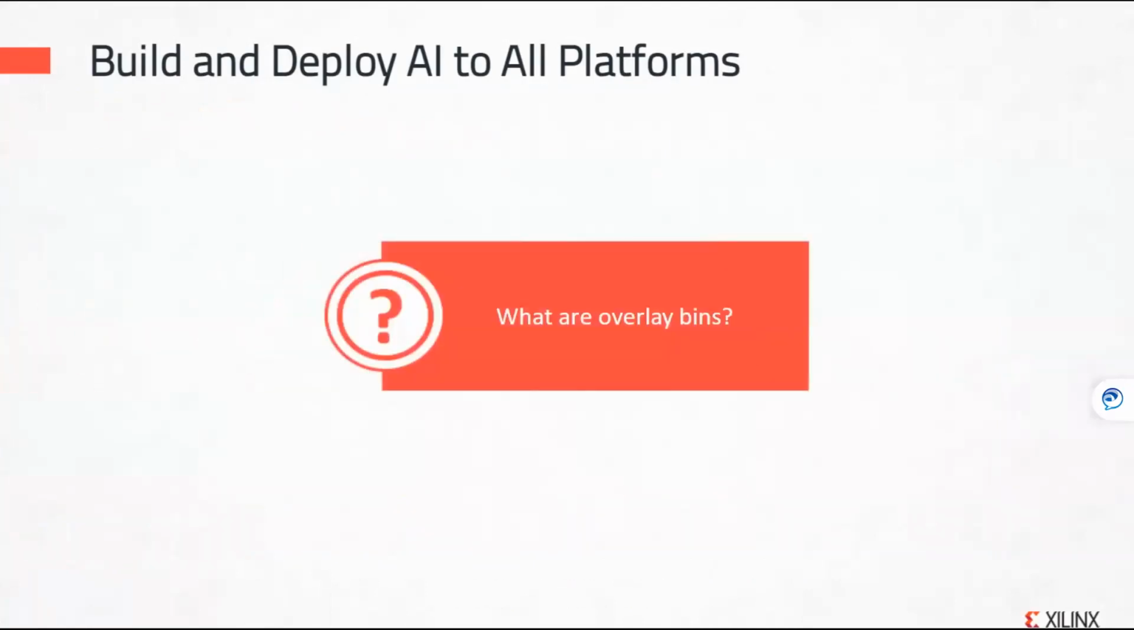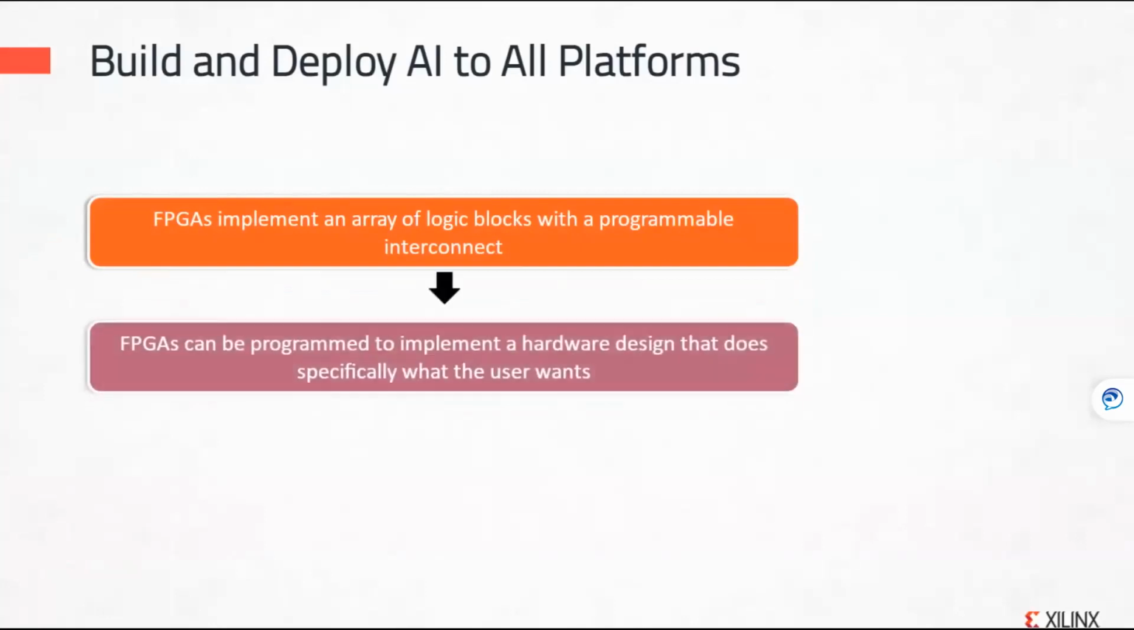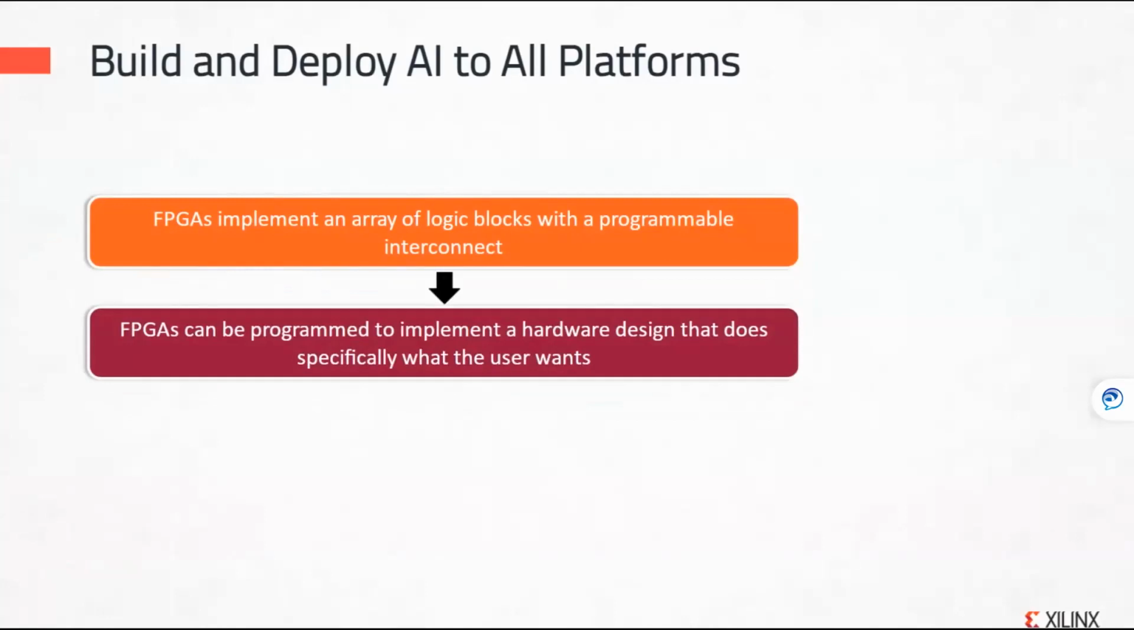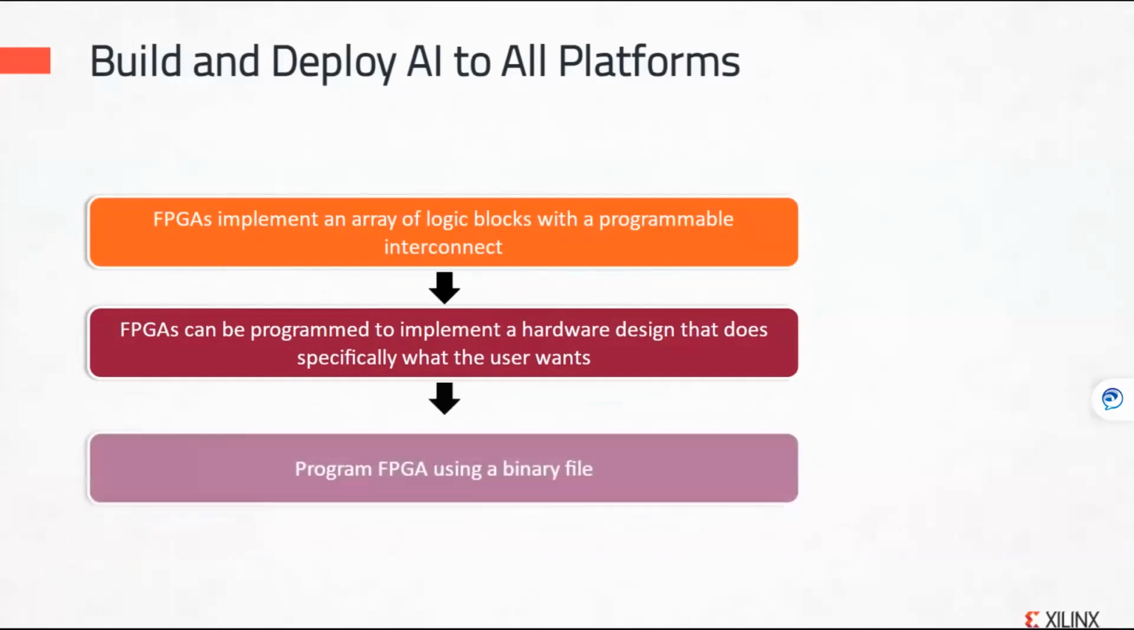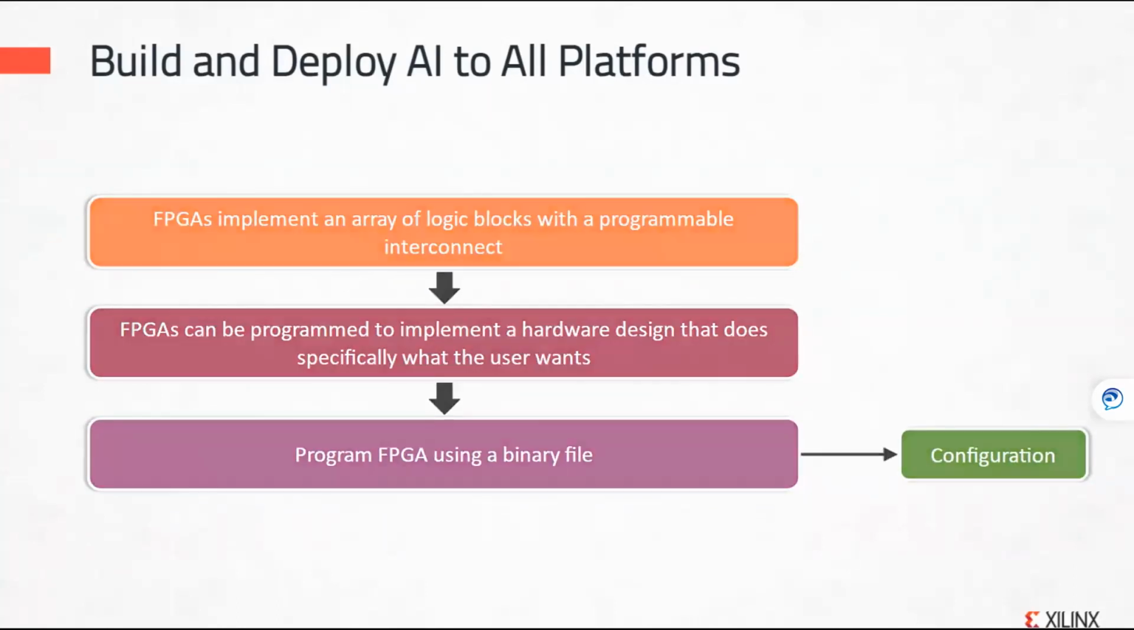Let's first understand what overlay bins are. FPGAs are semiconductor devices which by design implement an array of logic blocks with a programmable interconnect. Unlike hardened devices, that is, CPUs and GPUs, FPGAs can be programmed to implement a hardware design that does specifically what the user wants. After the design of the hardware system, the FPGA must be programmed using a binary file. This process is typically referred to as configuration.